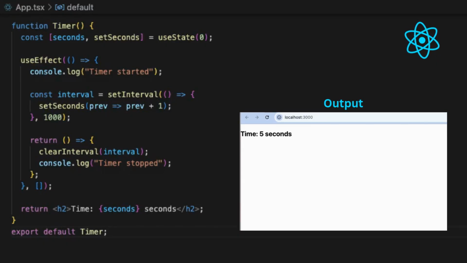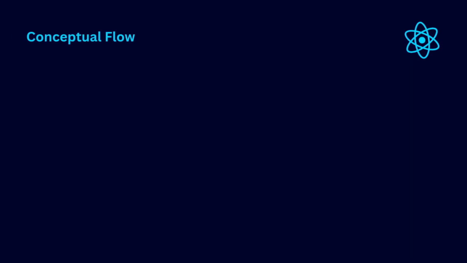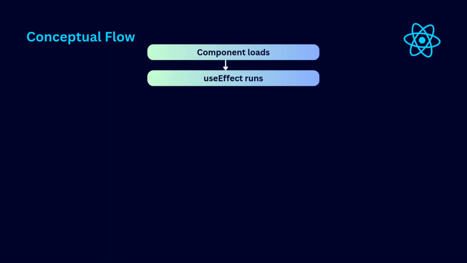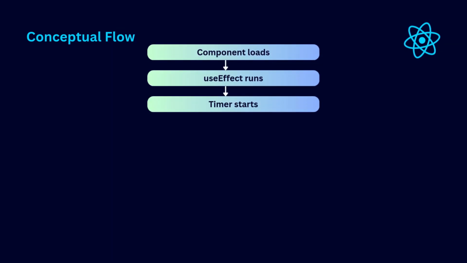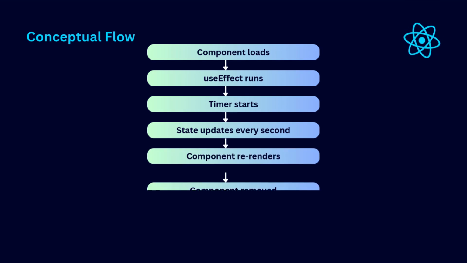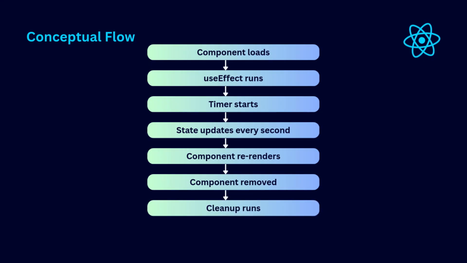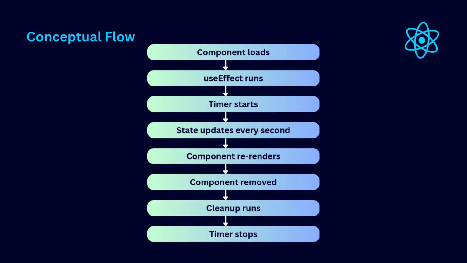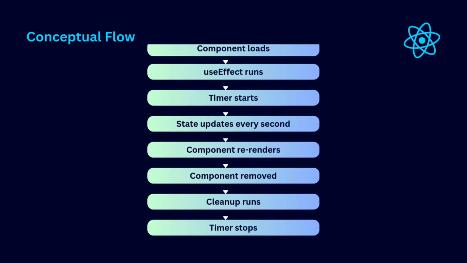To understand this full life cycle in a better way, we will see one conceptual flow. Here it is. First component loads, useEffect runs, timer starts, state updates every second, component re-renders, component is removed, cleanup runs, and finally timer stops. This single example demonstrates state management, side effects, continuous updates, cleanup logic, and real-time UI rendering. It is one of the best practical examples to understand useEffect in React.